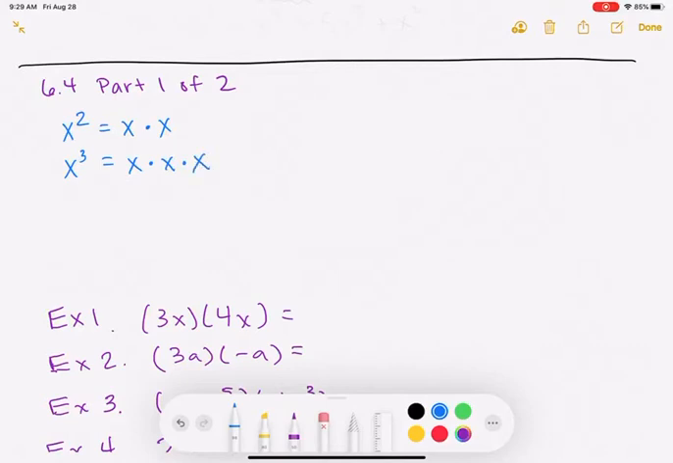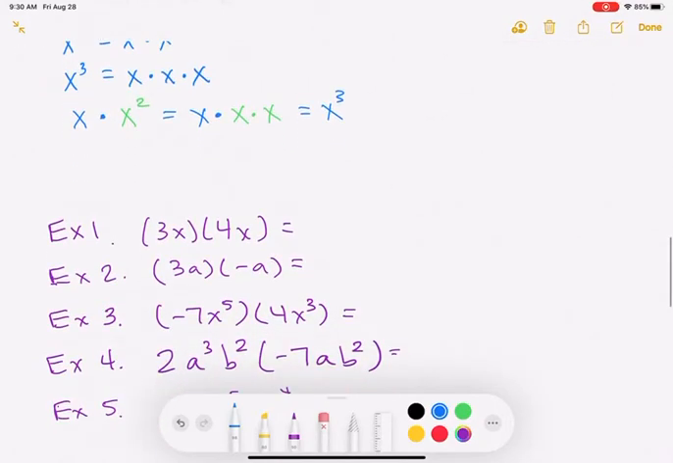So now, just to break it apart a little bit more, what if I had x times, let's say, x squared? What would that equal? You could write it out the long way, right? X times, we know x squared is x times x. So you have x times x times x, which is really x cubed. Okay? So now let's go and take a look at these examples.